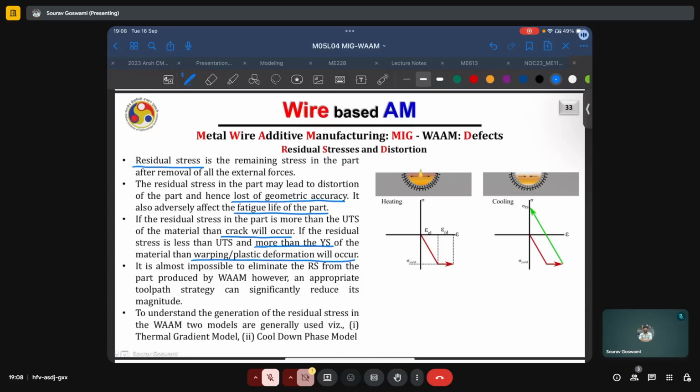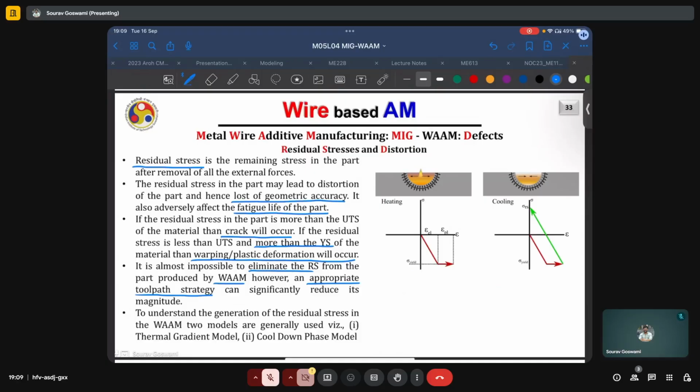And for any fusion based process, because of the melting and solidification phenomena, it is close to impossible to eliminate the residual stresses from parts produced by WAAM. However, the use of, say, intelligent tool path strategies or some post-build stress relieving cycles can significantly reduce the tensile residual stresses. These cannot be eliminated entirely, but they can be reduced to a significant extent.